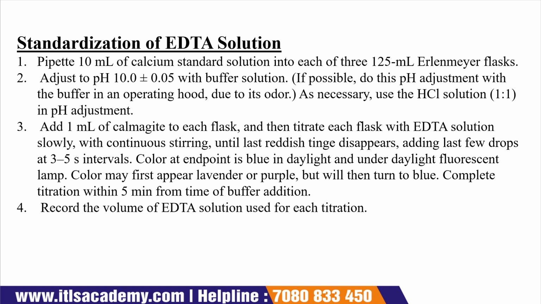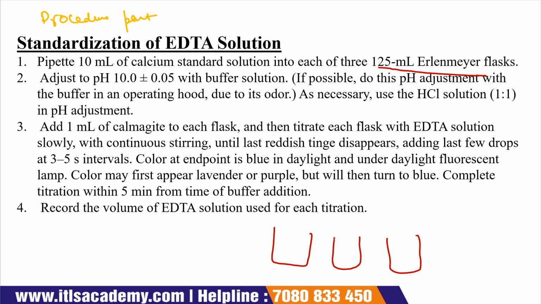This is your procedure part. For the procedure, we first require standardization of the EDTA solution. For this, we take 3 flasks of 125 ml. In each of the flasks, we put 10 ml of calcium standard solution, like this. Suppose that these are A, B, and C.